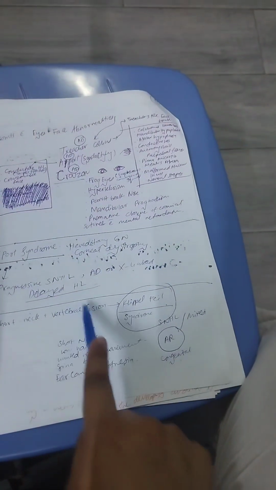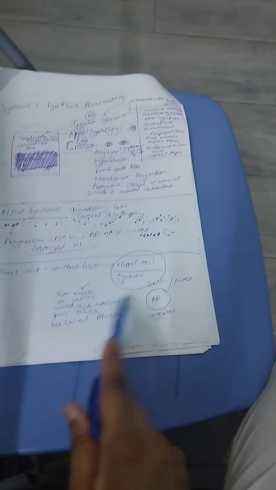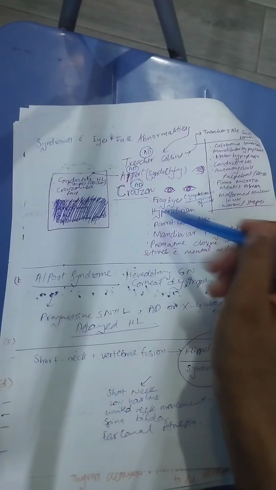Now for the short neck plus vertebral fusion, just remember Klippel-Feil syndrome. It causes sensorineural or mixed hearing loss. It is autosomal recessive. However, all of these were autosomal dominant. Okay, and it is also congenital, and it is not delayed like this one. And it causes short neck, low hairline, limited neck movement, spina bifida, as well as ear canal atresia. Also, Treacher-Collins and Crouzon will cause conductive hearing loss and congenital as well.